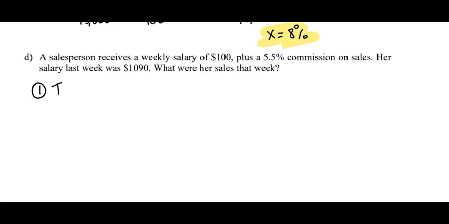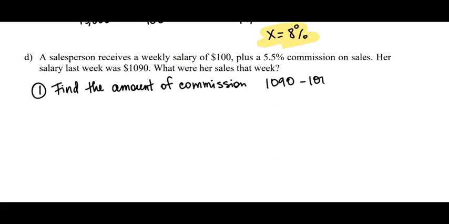So first we're going to find the amount of commission. So we do 1090 minus 100. So she made 990 in commission. All right, now we're ready to, so now step number 2, now we're ready to answer the question. So find sales.